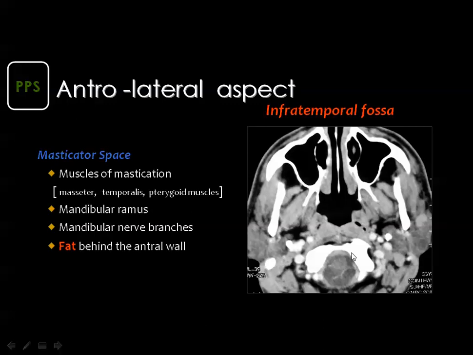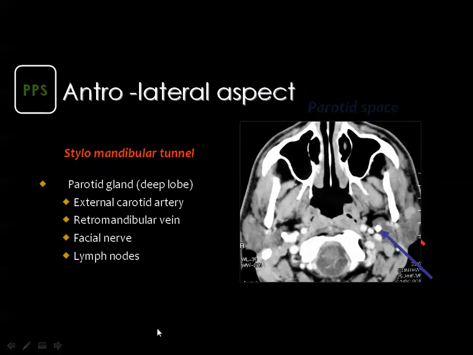Then you can see the muscles of mastication, which are the masseter, the temporalis, and the pterygoid muscles, medial and lateral pterygoid. The mandibular ramus and the mandibular nerve branches are not seen by CT nor by MRI. And also you can see fat behind the antral wall, which is, as I have said, an important anatomic landmark.